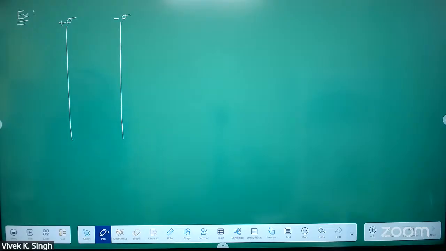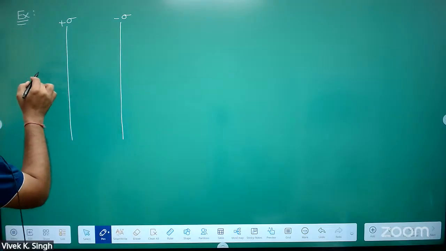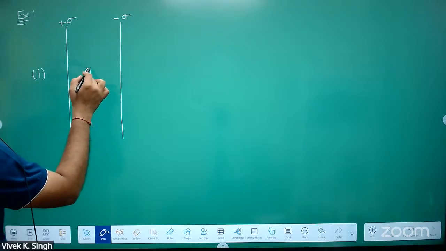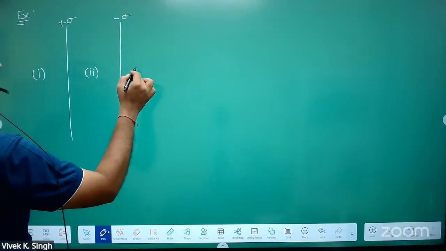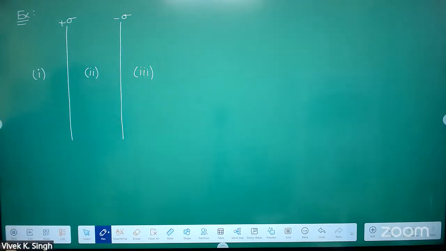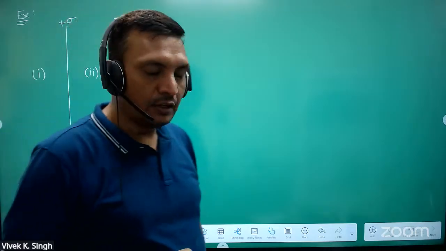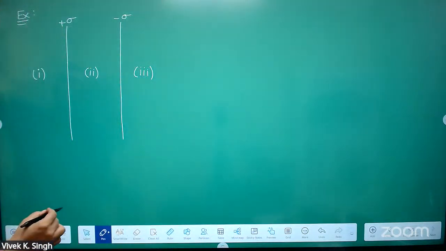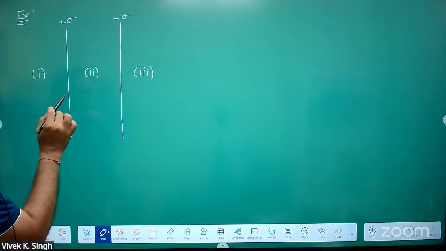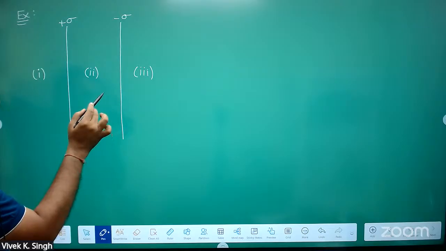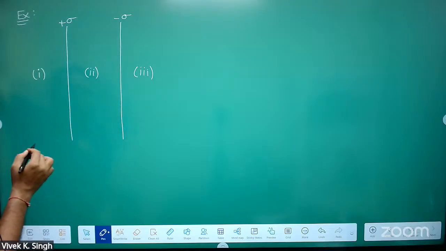What will be the electric field in region 1, in region 2, and in region 3? What will be the electric field in these different regions? So you have to find the field due to each individual sheet and then take the vector sum.